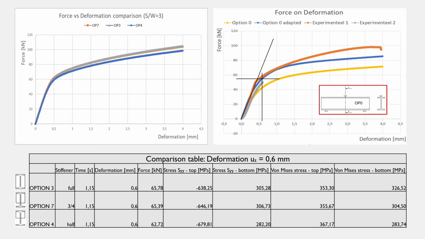Here you can see the force versus deformation comparison for option 3, 4, and 7. And also at the right graph you can see again the force deformation graphs for option 0 with the different specimen values. In the table below you can see a comparison for deformation at point UZ equal to 0.6 millimeters between option 3, 4, and 7, and this at time 1.15 seconds. And you can see the forces, the stresses, SYY and von Mises stress in top and bottom. You can see the values of these stresses and forces.